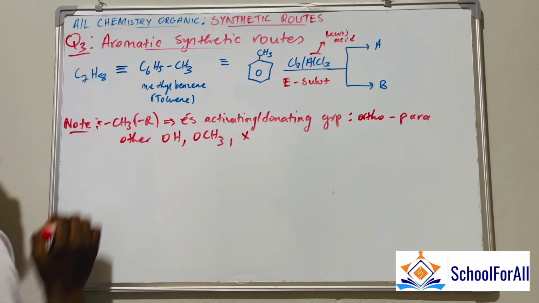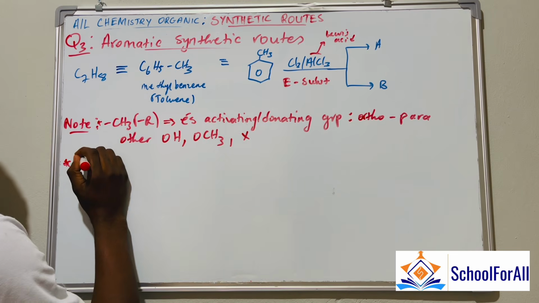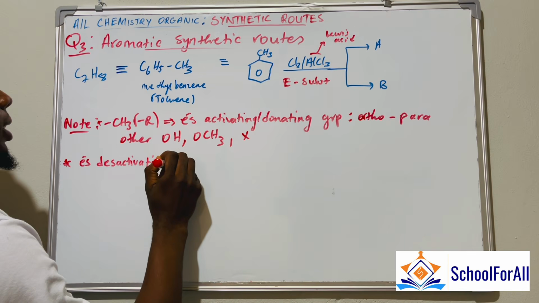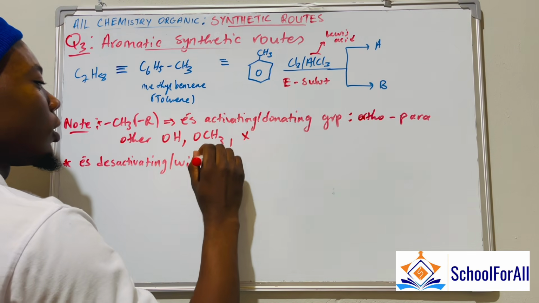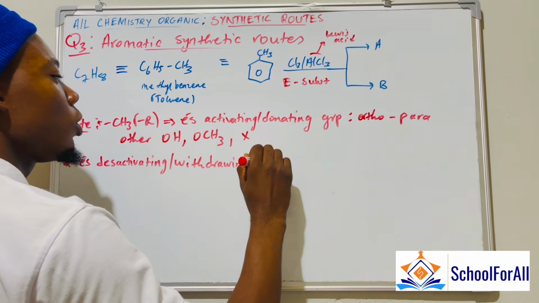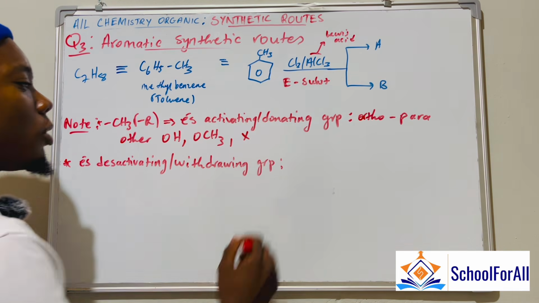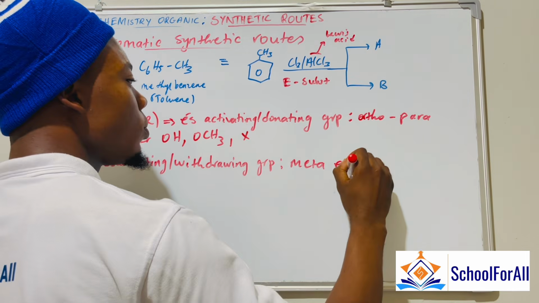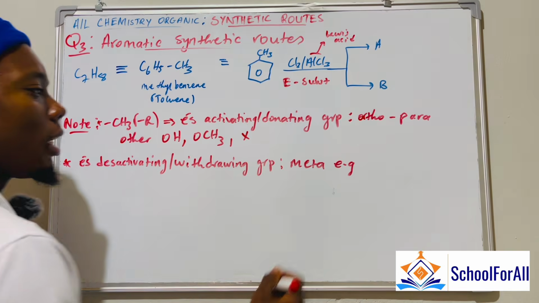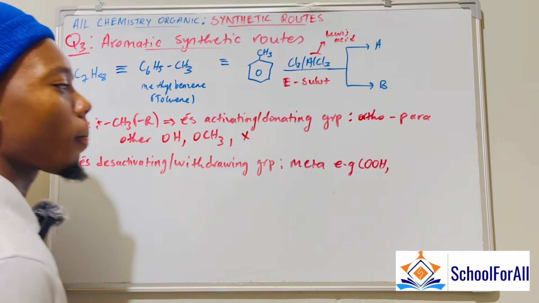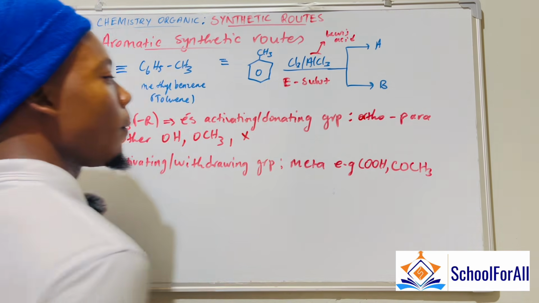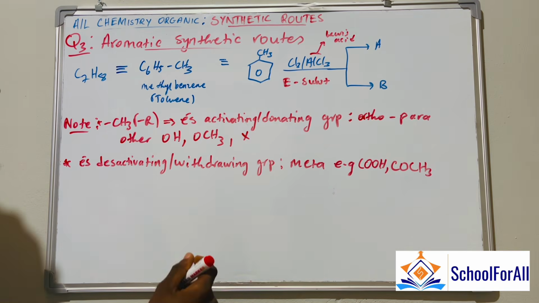Now, apart from these ortho-para directing groups, we also have what we call electron deactivating or electron withdrawing groups, which instead orient into the meta direction. Examples of such groups which orient in the meta direction are COOH. Are we together? We have COCH3. So these groups orient on the meta direction. So how do we easily identify them?